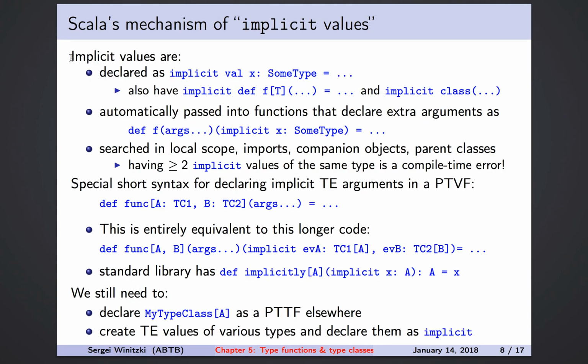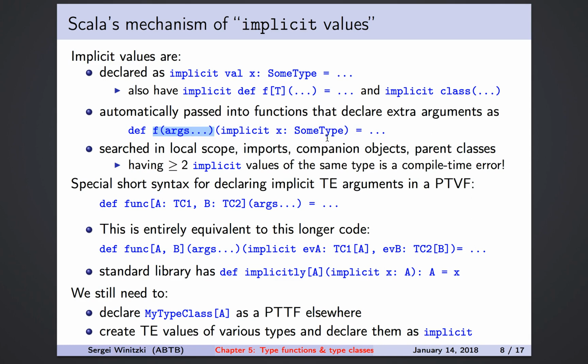So, what is Scala's mechanism of implicit values? Here's how they work. You declare a value of some type as implicit. And also there are implicit def methods and implicit classes that you can define. Once you have defined it like this, you can start defining functions with implicit arguments. So like this, for example. And then once you have defined a value of this type as implicit, you can call this function by just saying f of args. You don't have to pass x into it.